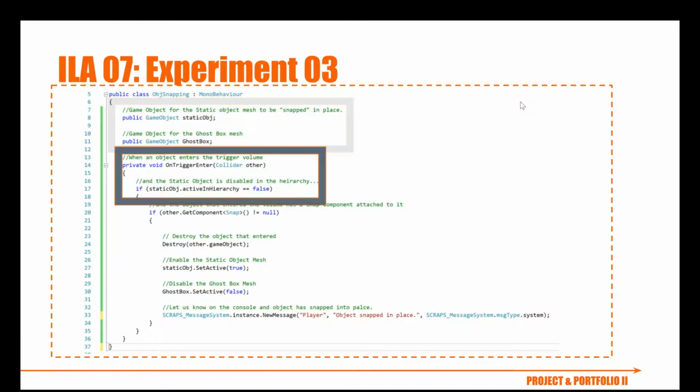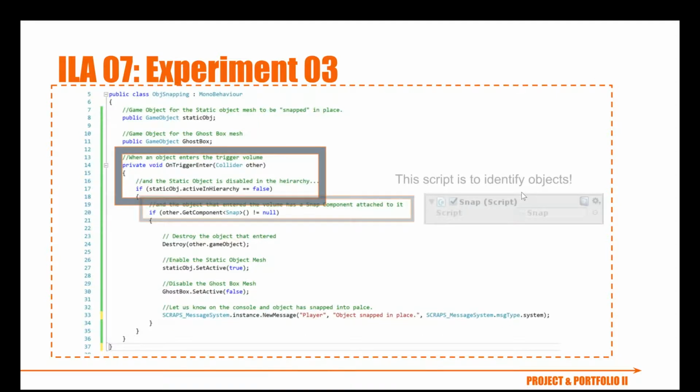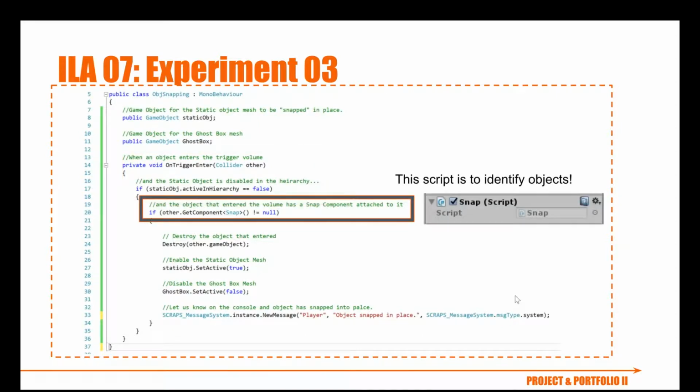All right, so on trigger enter, first thing we're going to do is check to see if our static object is active in the hierarchy. So this is going to only cause this function to happen if the tire hasn't already been snapped in place, right? So basically, if our static object is disabled, then we want to go forward from there.